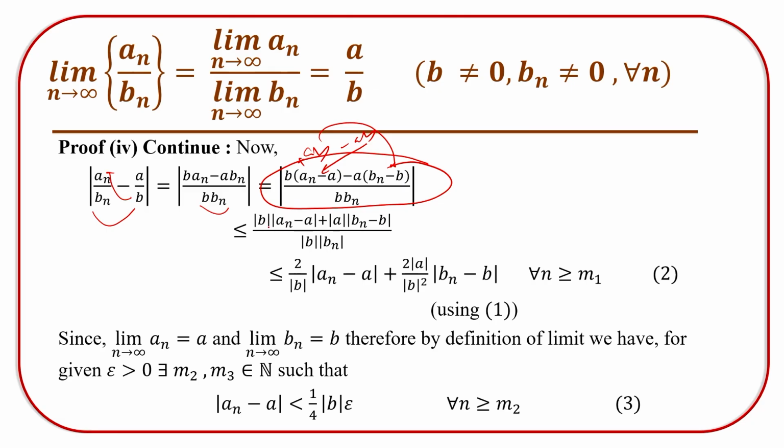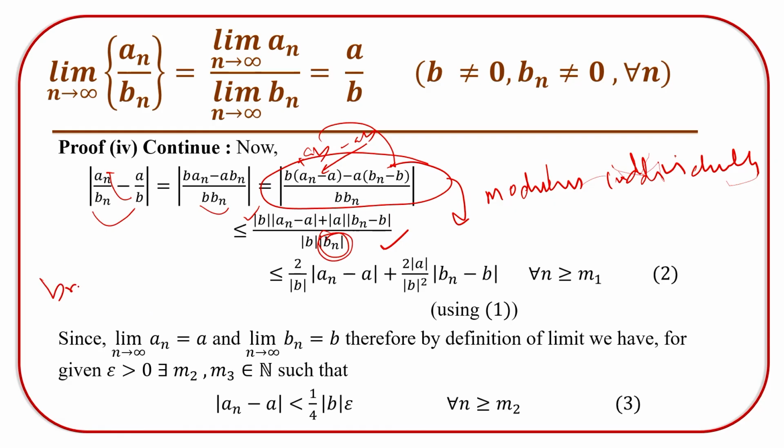Taking the individual moduli of this whole term, it will be less than or equal to |B| |An − A| plus |A| |Bn − B|, divided by |B| |Bn|. So taking modulus individually, this comes out like this. And doing the same thing, since we have already written that |Bn| is always greater than half of |B|, that means the whole quantity is less than or equal to this quantity.